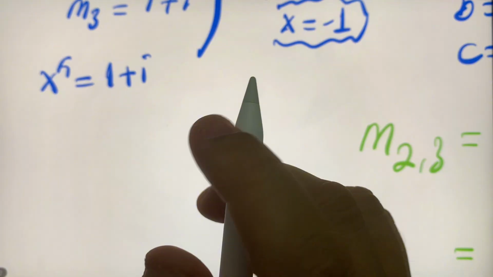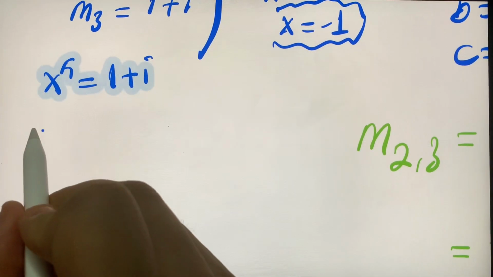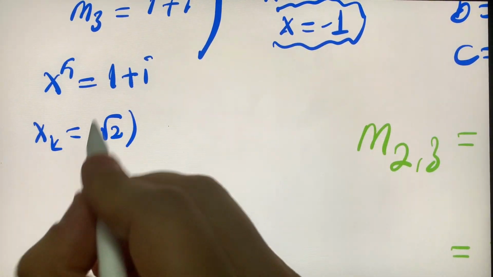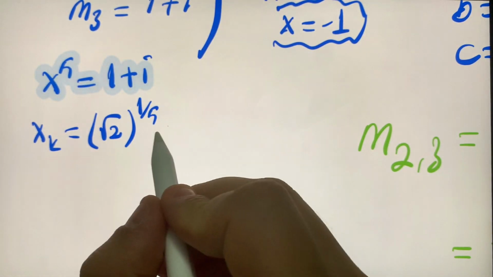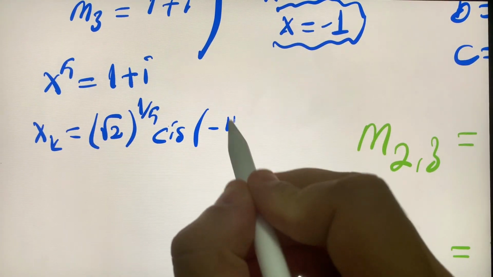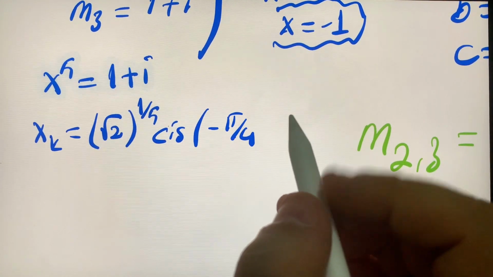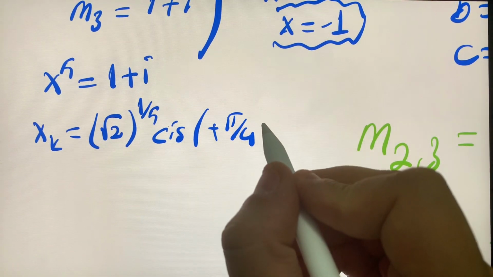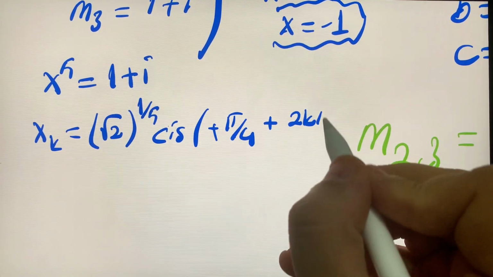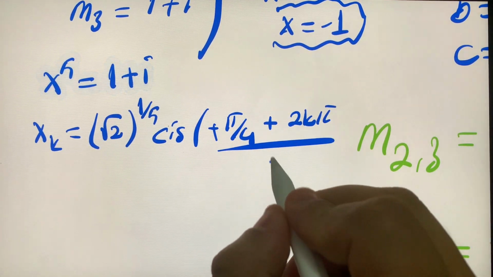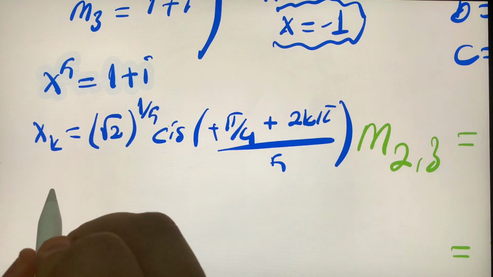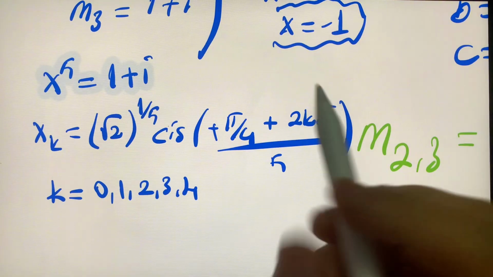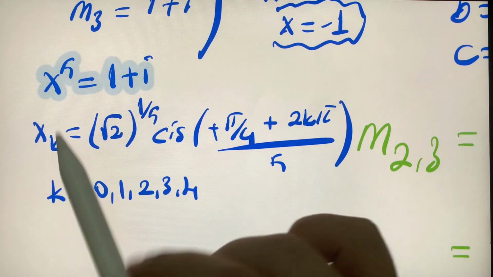Here, things are changing now. Let me say x_k is equal to root 2 to the 1 over 5, cis of minus pi over 4 plus 2k pi, all over 5. Of course, the k we call here is 0, 1, 2, 3, and we'll go up to 4, starting from zero here, guys.